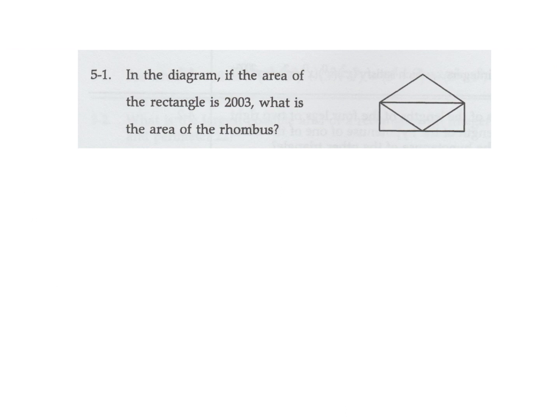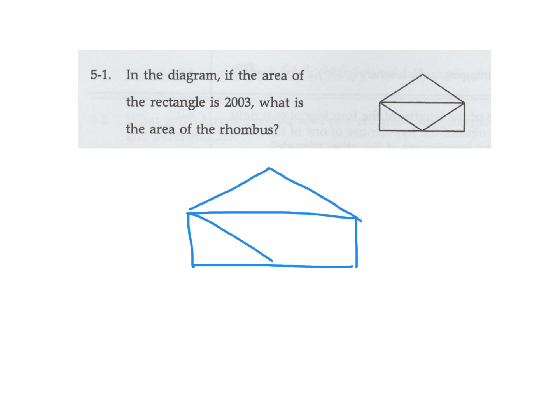In the diagram, if the area of the rectangle is 2003, what is the area of the rhombus? Well, let me draw it a little bit bigger. That way I can illustrate this a little bit better, I think. Okay, so here we go. This is approximately what the diagram looks like. So now let's talk about this.